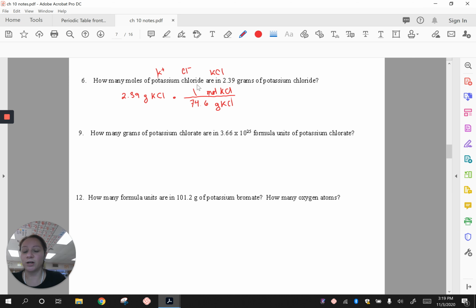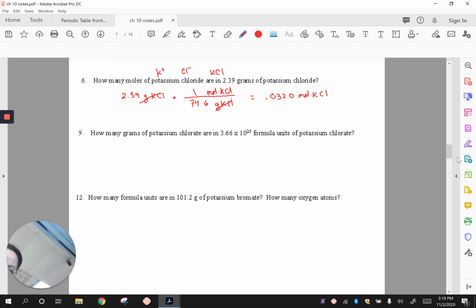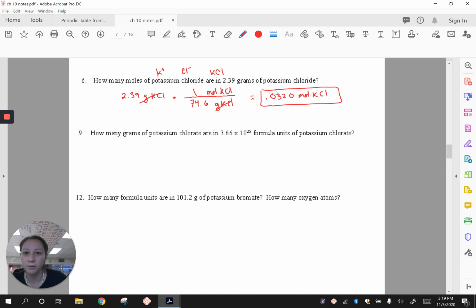Again, use whatever rounding you want. Just make sure it's not less sig figs than this. So this is 3 sig figs, so I should have at least 3 sig figs. My grams cancel. So I get the units that I'm looking for, which is moles. And I do 2.39 times 1 over 74.6, which ends up being 0.0320 moles of KCl.